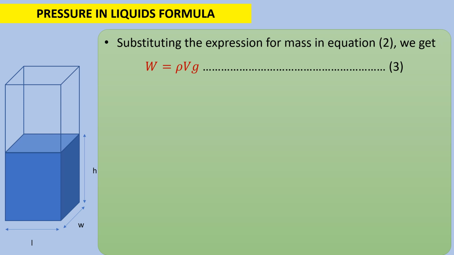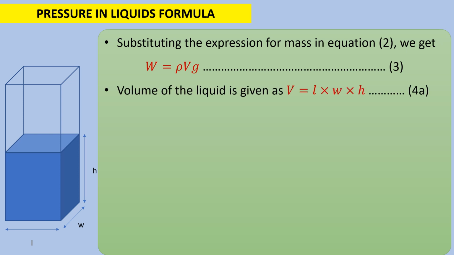We're also saying that, substituting the expression for mass in equation 2, as we have done in the previous slide, the weight will now be equal to the density. Density is represented by this sign, which in Greek is known as rho. I expect that you are already familiar with this. And then the volume V, and then acceleration due to gravity g. So we have the weight, which is the same as the force.